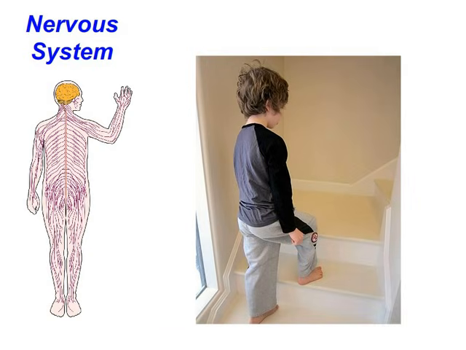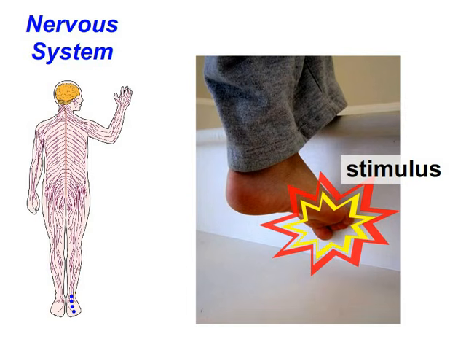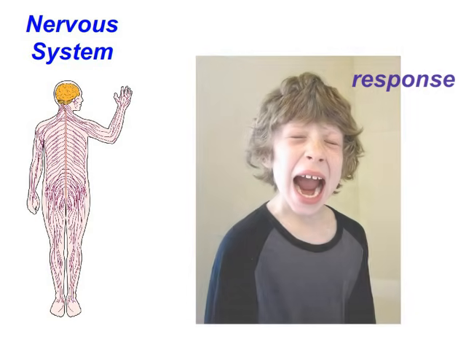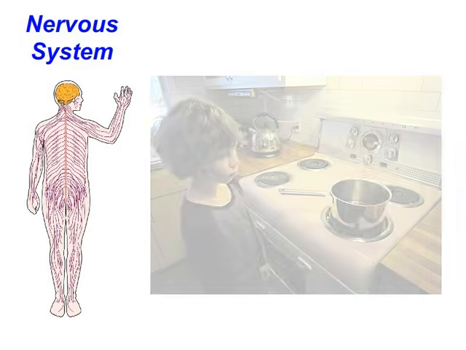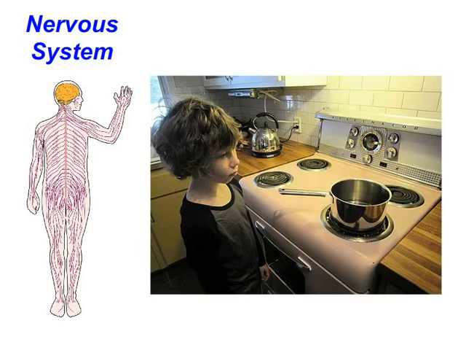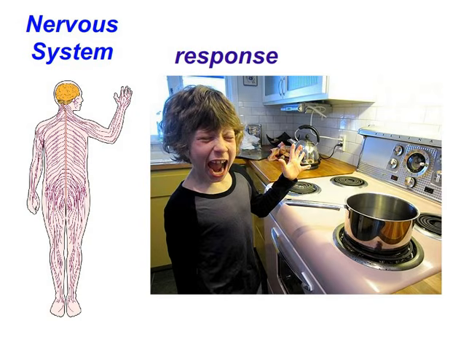All right, now he's walking up the stairs. He stubs his toe. That's the stimulus. He cries out in pain. That's the response. A message was sent from his toe to his brain through his nervous system. And finally, he reaches out to pick up this pot on the stove. He grabs the hot handle. That's the stimulus. And then he yells and pulls his hand away.